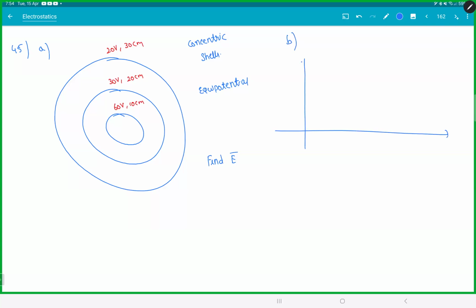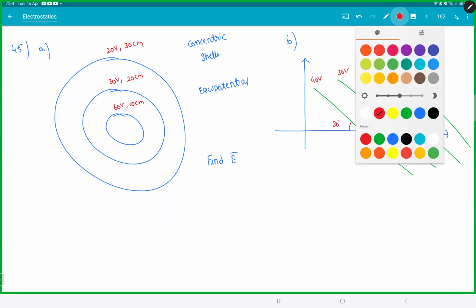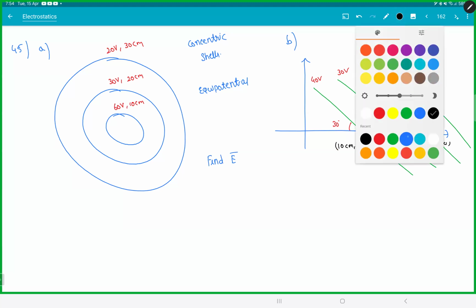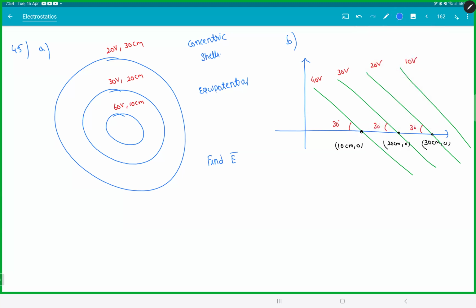These are HCV questions. So these are again three equipotential surfaces, parallel surfaces. These angles are 30 degrees, 30 degrees, 30 degrees. So this is 40 volt, 30 volt, 20 volt, and 10 volt, and so on. This point is 10 centimeter, comma 0. This point is 20 centimeter, comma 0. This point is 30 centimeter, comma 0. So these are plane equipotential surfaces. So using these pictures, you have to tell me what is the field in the region.